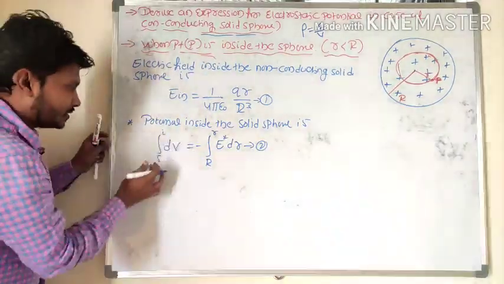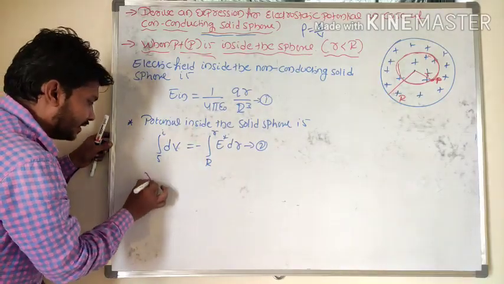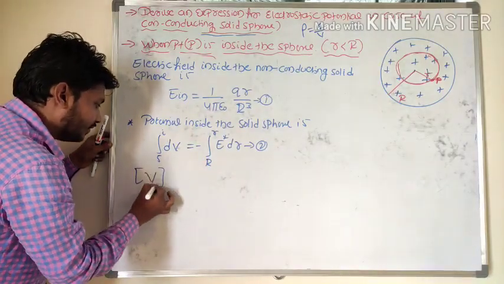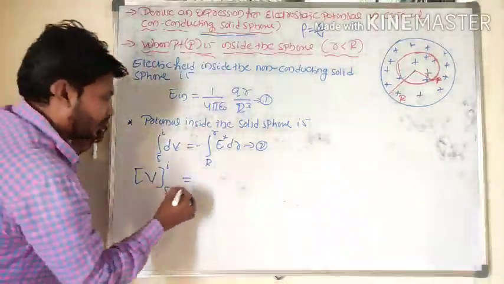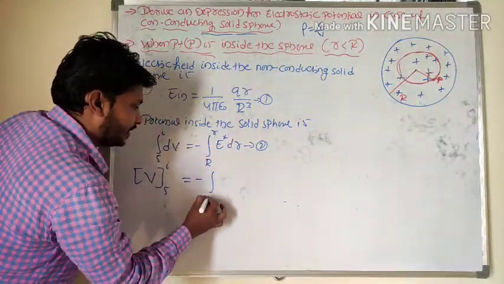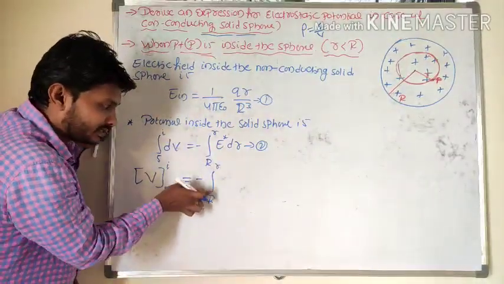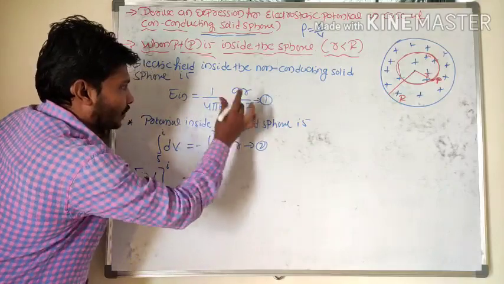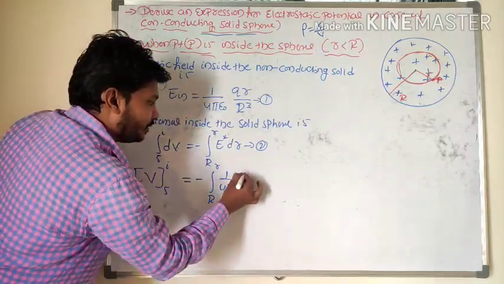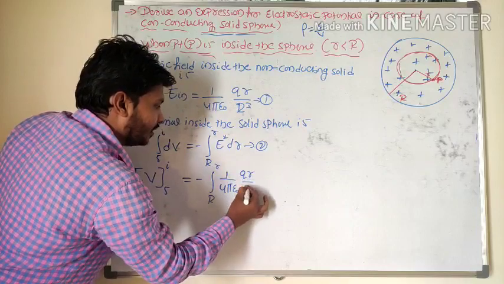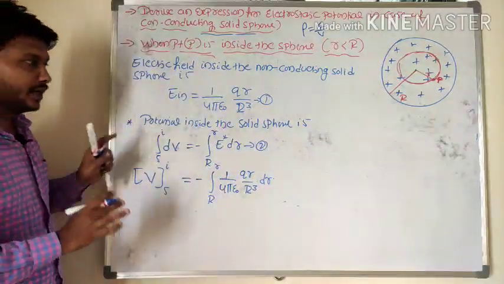I know the E value. Integration of dV is nothing but V, from the surface to the inside here. So look at here, minus of integration between the limits capital R to small r, from the surface to the inside. What is that E value here? 1 by 4 pi epsilon naught q into r divided by R cube into dr. Did you get my point?